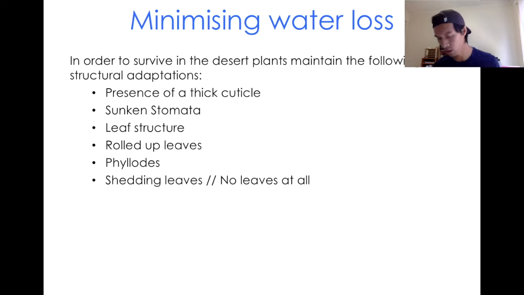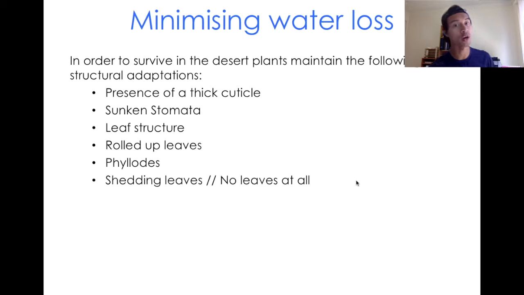Minimizing water loss. Minimizing water loss is a very big factor in adaptations for plants. And so they have a variety of different structural adaptations that allow them to minimize the amount of water that they are losing, so that whatever water they do collect, because there's not a whole lot of water there in the first place, they can retain.